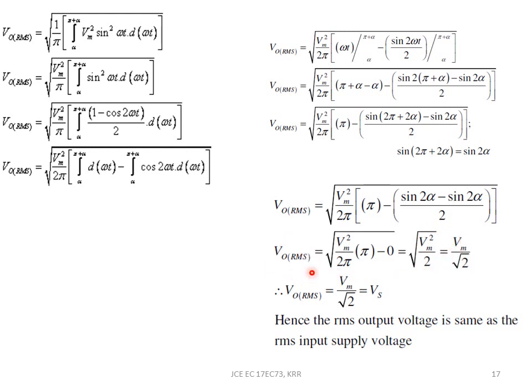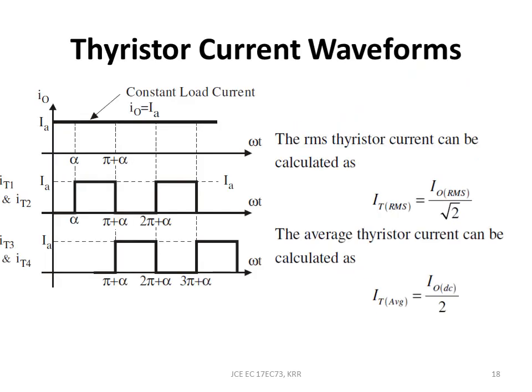Aren't we familiar with this? The RMS value is Vm by root 2. So this is the RMS value for a full converter, because it depends again on what is Vm, what is Vs. Hence the RMS output voltage is the same as the input supply voltage. DC voltage we have a formula for, but the RMS voltage at the output will be the same as the input RMS supply voltage.